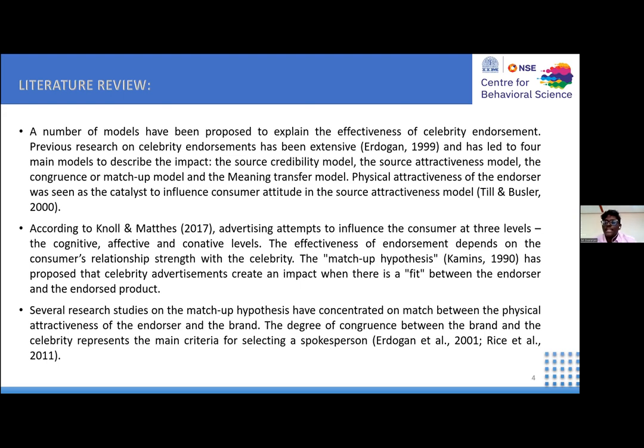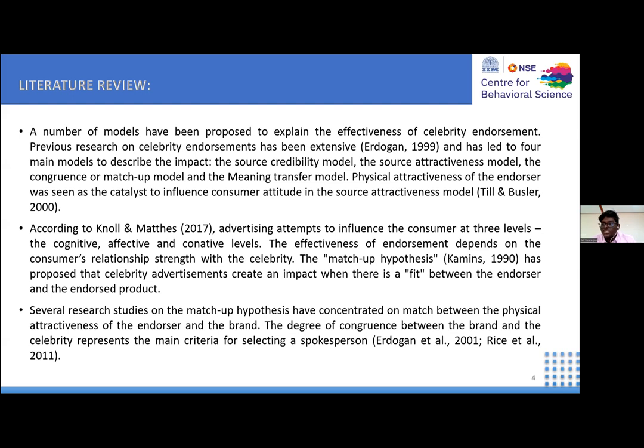The source credibility model refers to the expertise and the trust of the endorser, which will influence the consumer towards the product. And the physical attractiveness of the endorser was seen as a catalyst for the source attractiveness model. The matchup model proposed that there should be a fit between the endorser and the endorsed product. And also McCracken 1989 suggests that a celebrity embodies a set of meanings, and that these meanings will be transferred to the product by their endorsement. These models were proposed by researchers including Kamins, Till and Busler, and McCracken.